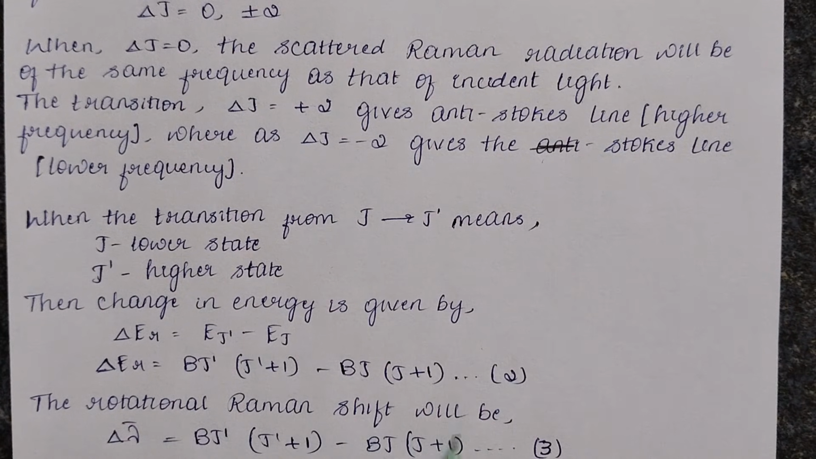The rotational Raman shift, which is given by delta mu bar, is equal to BJ dash into J dash plus 1 minus BJ into J plus 1, which is equation number 3.